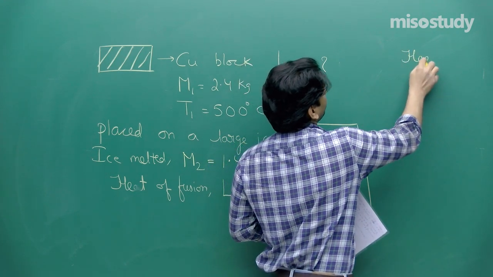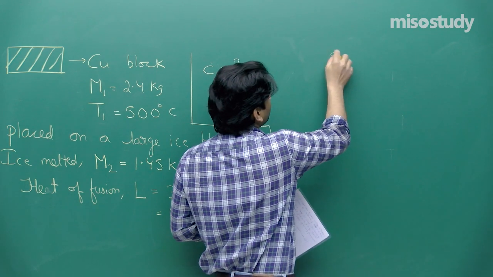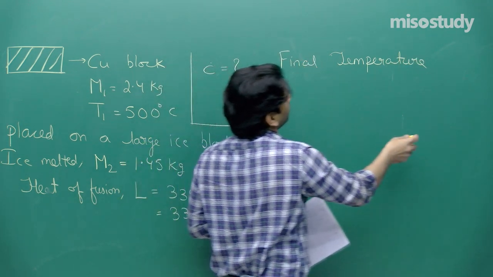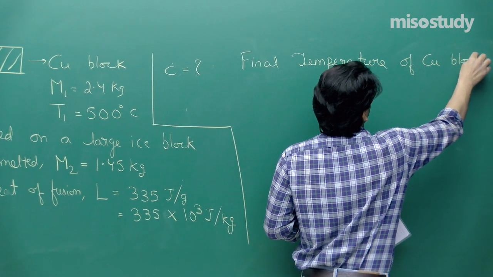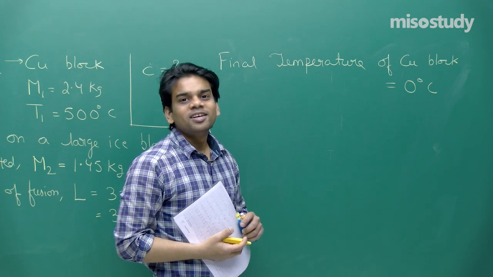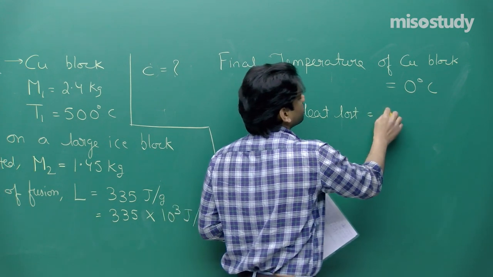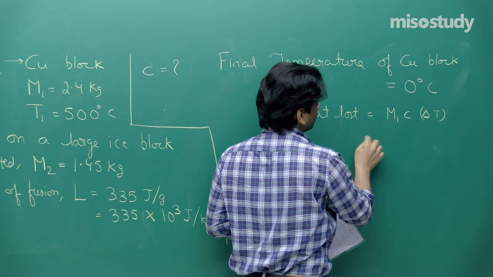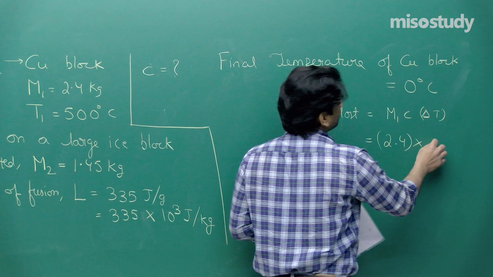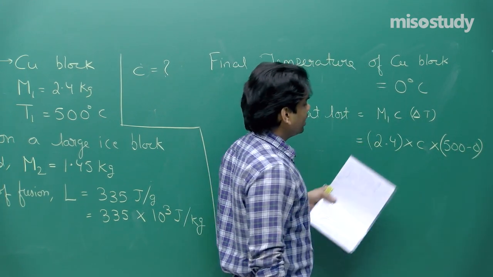So, first of all, let me write down the temperature that will be attained by the copper block. The final temperature of the copper block should be 0 degrees Celsius, because it is kept on the ice block and some amount of ice has melted. Heat lost will be equal to its mass, m1 c delta t. We know that m1 is given as 2.4 kg. So this is 2.4 multiplied with c and multiplied with delta t. Delta t is 500 minus 0, which gives 500. Easily you can evaluate it.